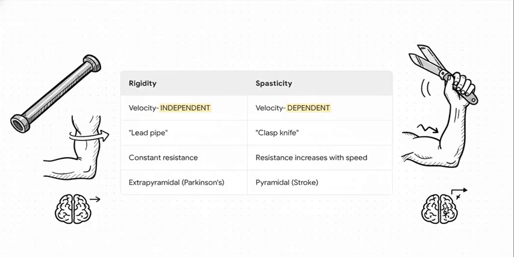Let's dig a little deeper into that increased tone. Because for the NCLEX, you absolutely have to know the difference between rigidity and spasticity. Rigidity is velocity independent. That just means it doesn't matter how fast or slow you move the limb, the resistance feels the same. Kind of like you're trying to bend a lead pipe. Parkinson's is the classic example here. But spasticity, that's velocity dependent. The faster you try to move the limb, the more it fights you. This is a huge sign of something like a stroke. Knowing that difference is super high yield.